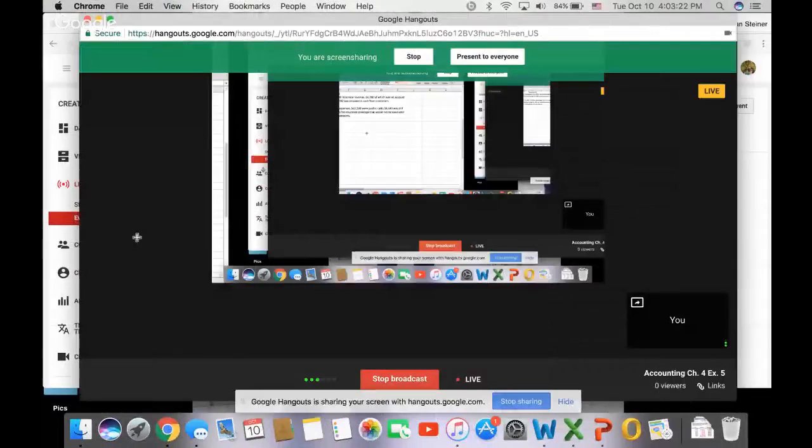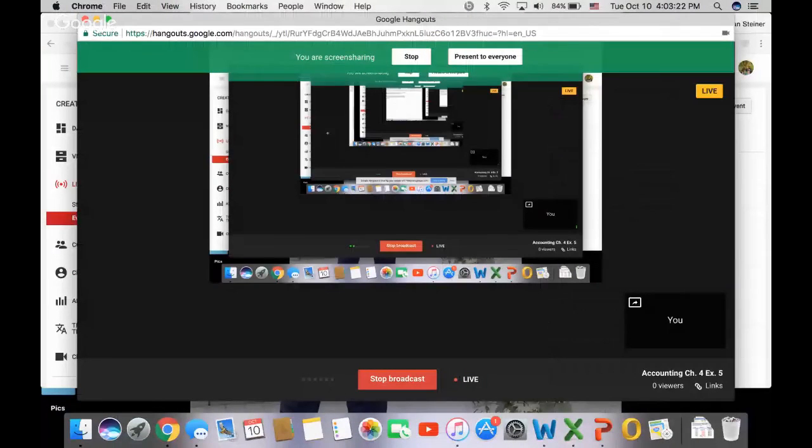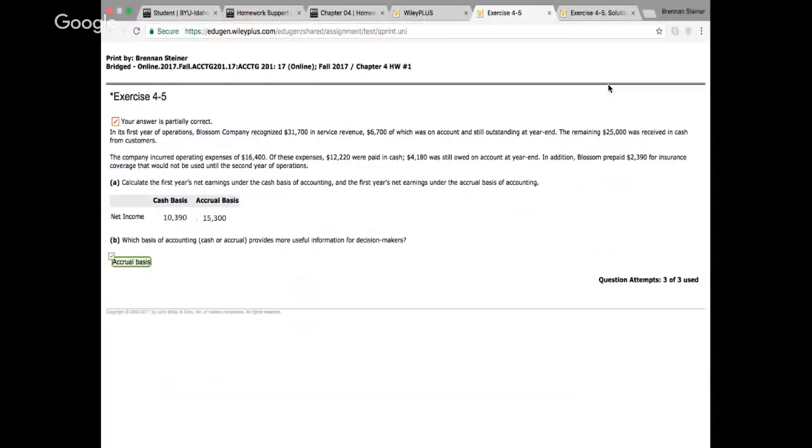So the problem asks us to find the cash basis and the accrual basis. I guess the amounts are already right there. But we'll go ahead and start with part B. It says, which basis of accounting, cash or accrual, provides more useful information for decision makers?